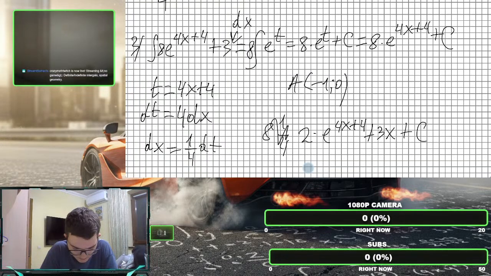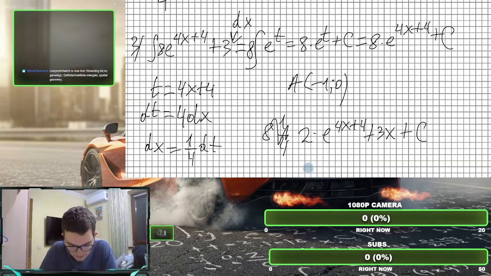Actually, hold up. It's not 2, is it? Basically, I have an 8 up front. You also have to multiply it with 1 divided by 4, right? But it's 8, right? How is it actually?